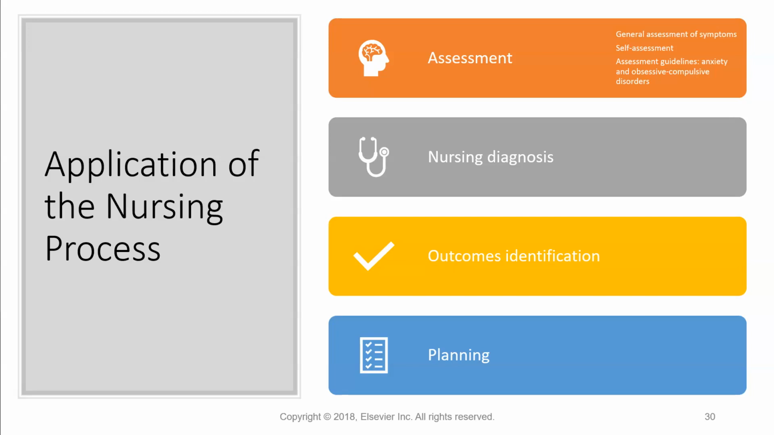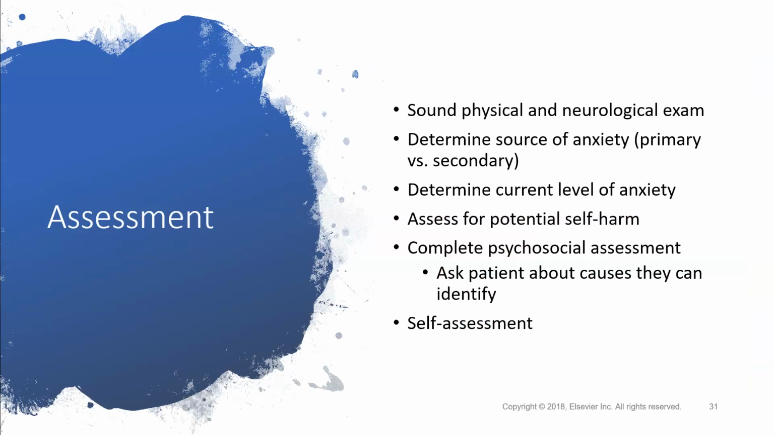Outcome identification, again, is going to be based on what our nursing diagnosis is. So if our patient is suicidal, our outcome is going to be, I want my patient to live, at the simplest. If we're dealing with ineffective coping, the outcome identification is going to be, I want my patient to try 2 new coping skills today. And we're kind of going to backwards plan, right? What can we do for our patient?